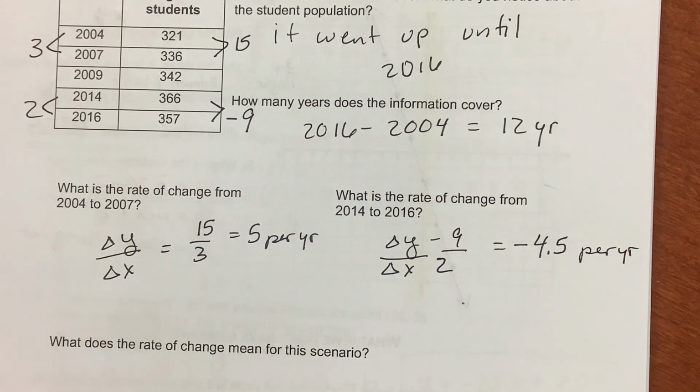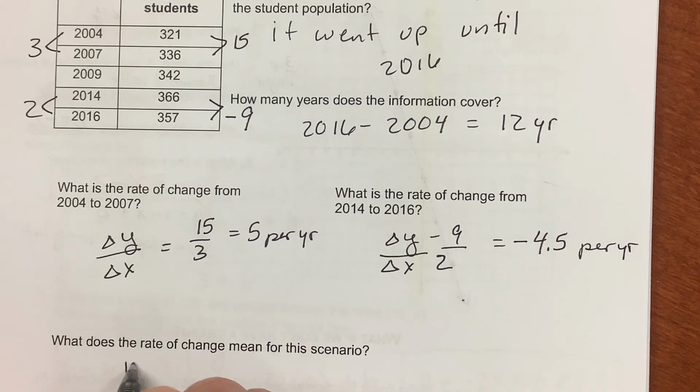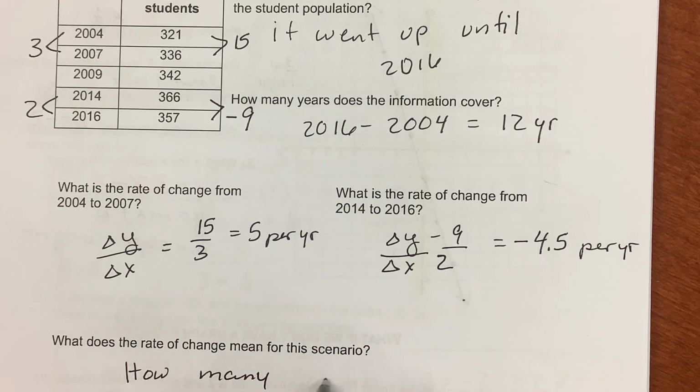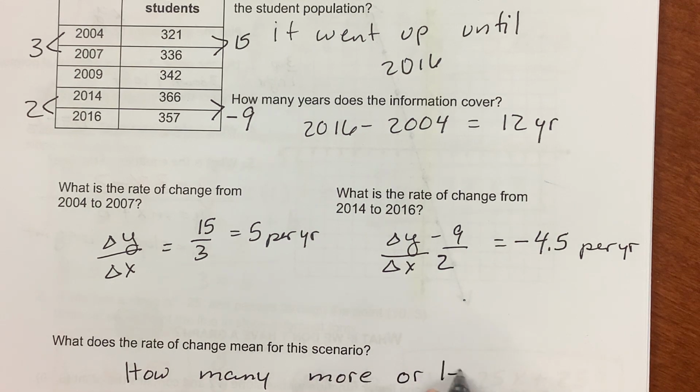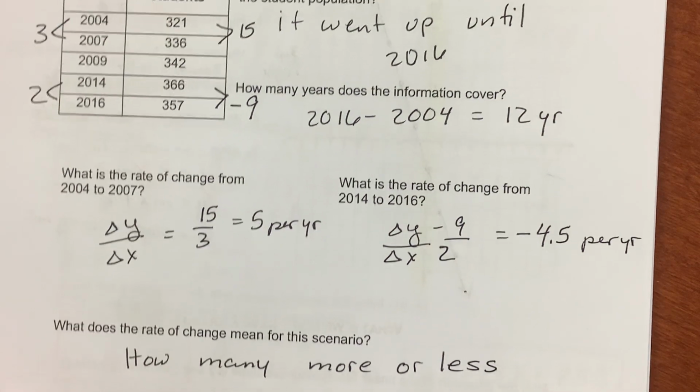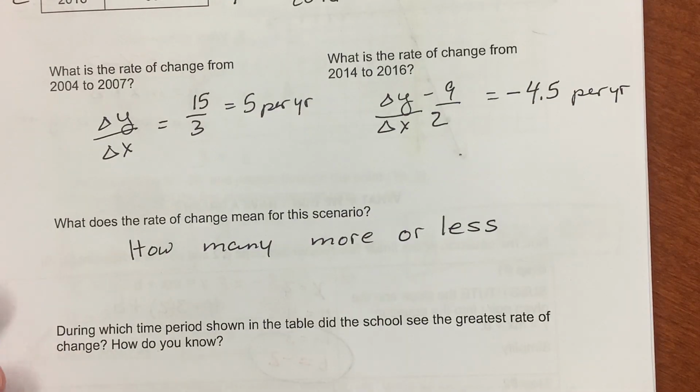What is the rate of change? How many more or less students per year?